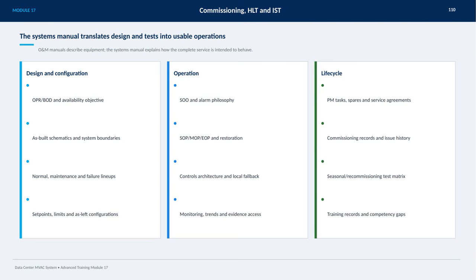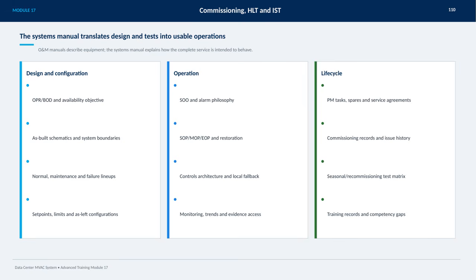Starting with design and configuration, it includes the operational requirements, basis of design, system boundaries, and detailed schematics. It also outlines different lineups for normal, maintenance, and failure scenarios, along with set points, limits, and as-left configurations to ensure consistency. On the operations side, it covers the sequence of operations, alarm philosophy, standard and emergency procedures, controls architecture, and local fallback options. It emphasizes comprehensive monitoring and access to trending data and evidence to support effective management.